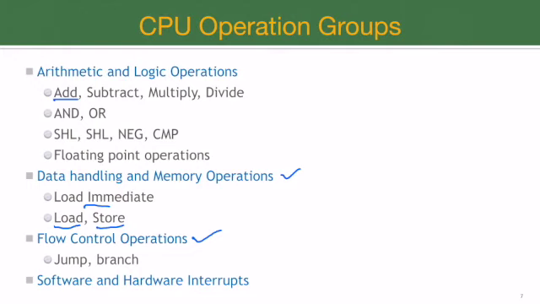And finally, software and hardware interrupts. These are complex operations, and we will discuss them once we look at the operating system and what the role of the operating system is in a computer. But these are the four types of operations.